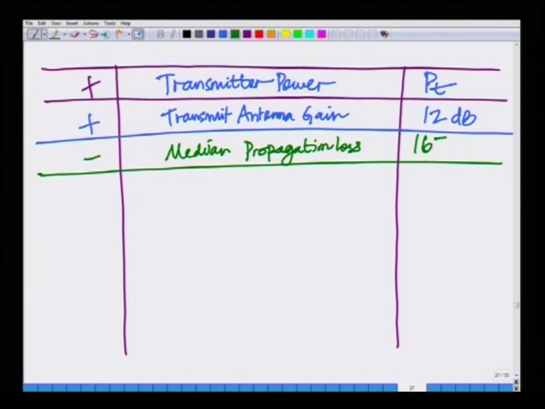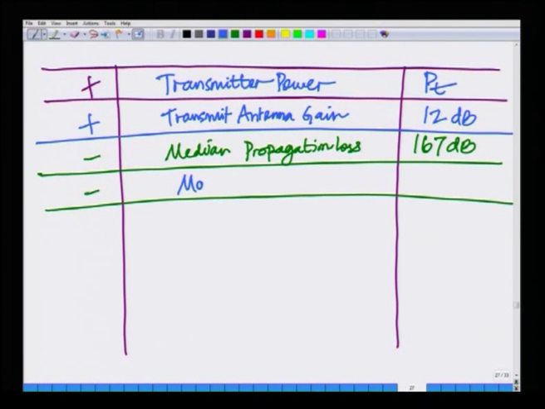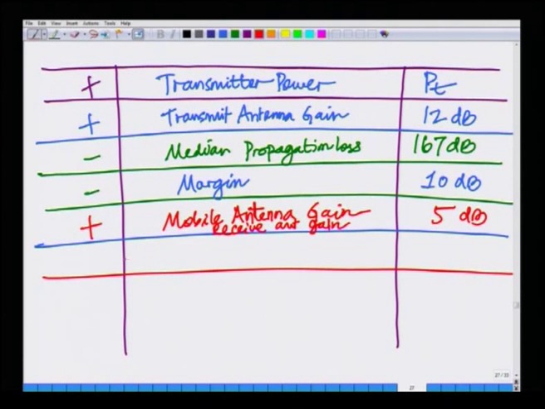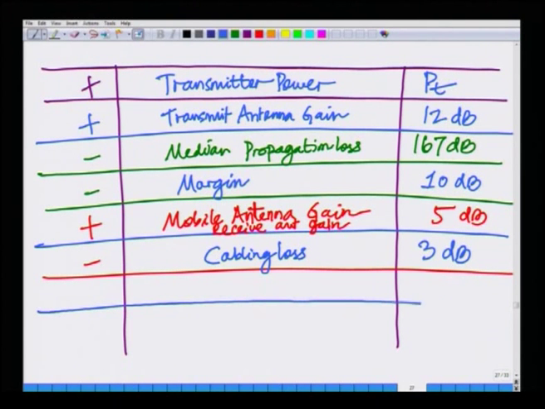Minus median propagation loss, which is 167 dB, minus the margin required, which is 10 dB, and we have mobile antenna gain, or the receive antenna gain, which is essentially 5 dB, and then we have cabling loss, minus cabling loss, which is 3 dB.